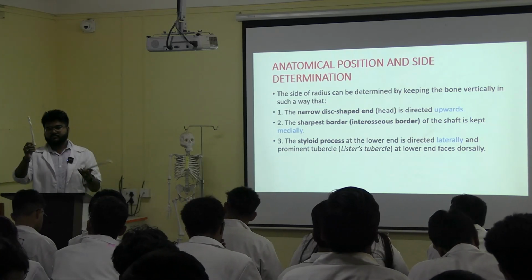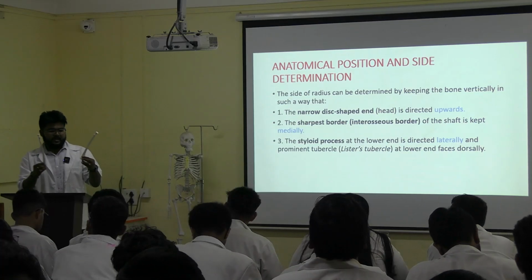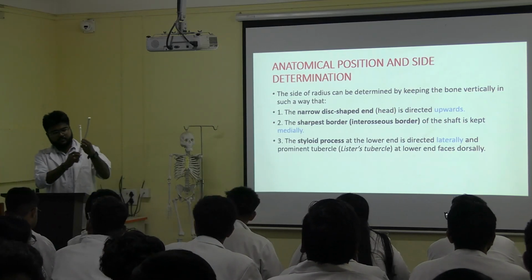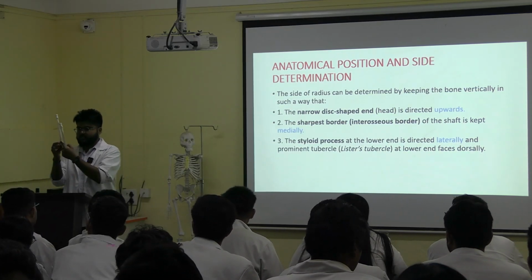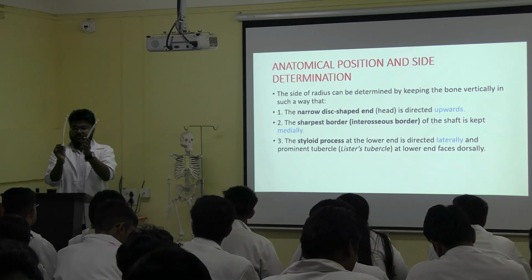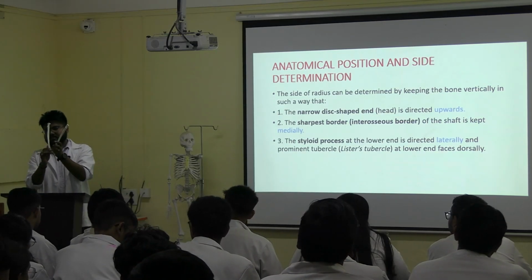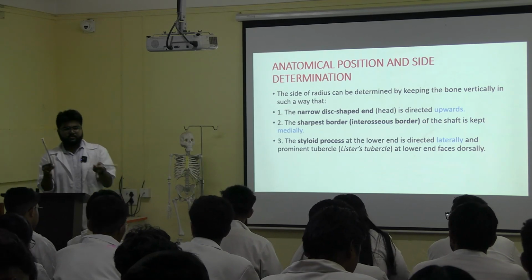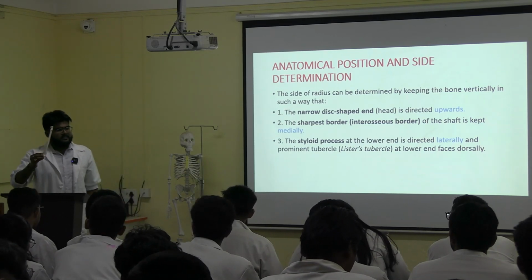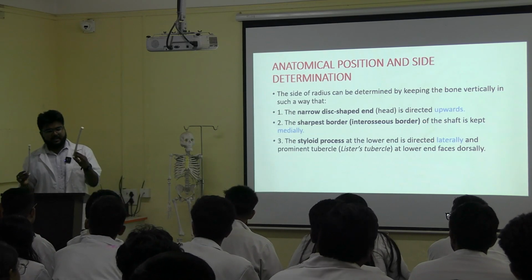This is the styloid process, which is present laterally. Next is the smooth surface, which is present anteriorly. The Lister tubercle, or the dorsal tubercle, is present posteriorly. This is my right-sided radius and this is my left-sided radius.